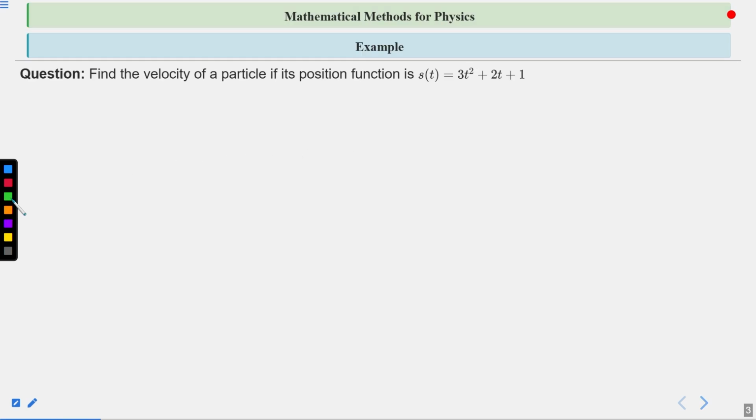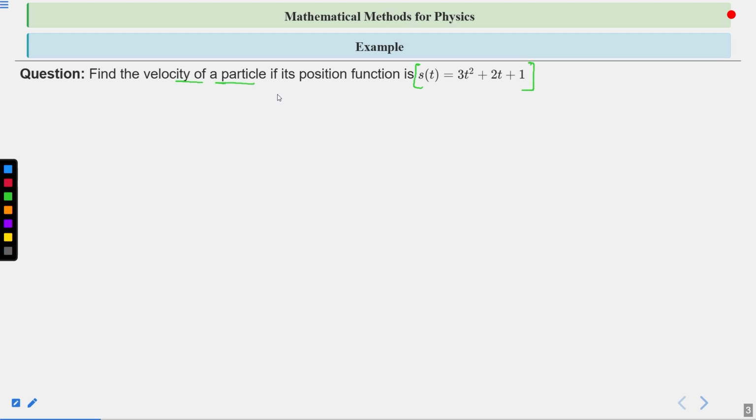So, our question is: find the velocity of a particle if its position function is s of t equal to 3t square plus 2t plus 1. Now, you have to find out the velocity of the particle.